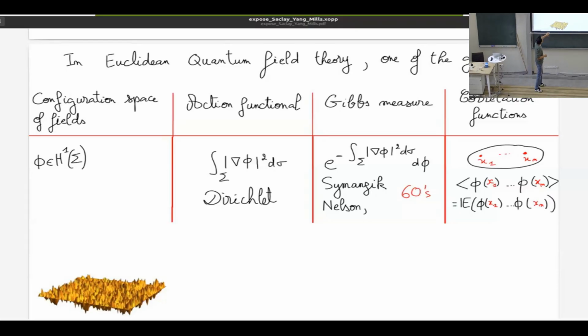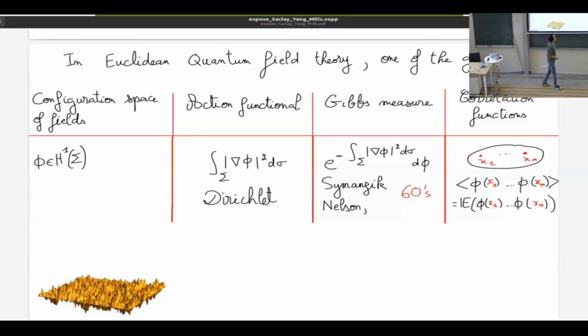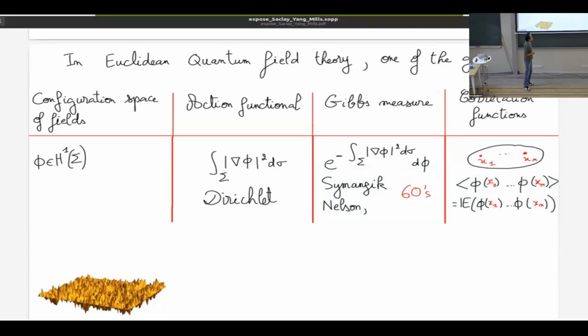For instance, you look at the H1 function over your surface. These are my fields, and I'm given a kind of cost function. So here, let's say I'm given the Dirichlet energy over the functions on my surface. And I'd like to study, or give a meaning to, the exponential of minus my cost function times dφ. So a kind of Gibbs measure on the space of functions.